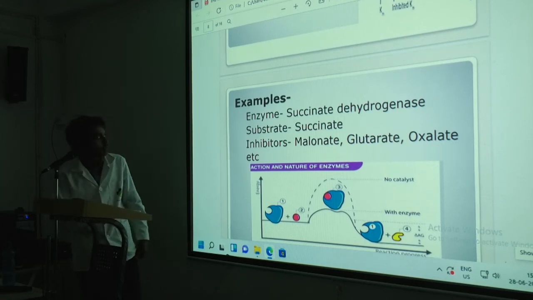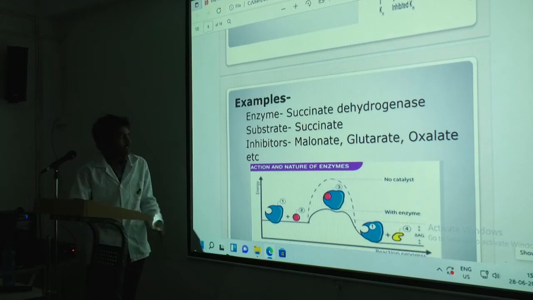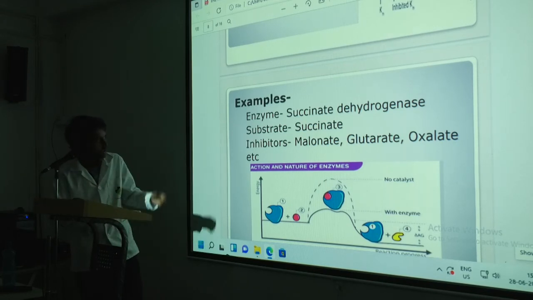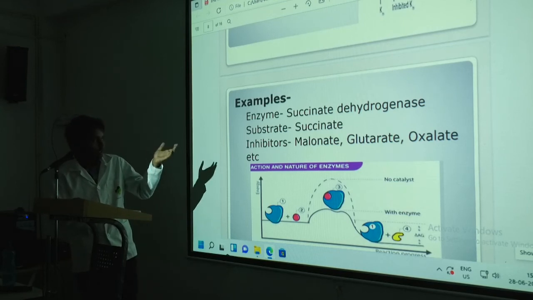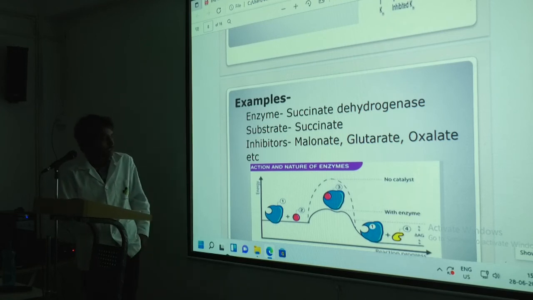So that is competitive inhibition, and the example is succinate dehydrogenase. It is an enzyme, succinate is the substrate, and the inhibitor here is malonate, which inhibits the enzyme process.